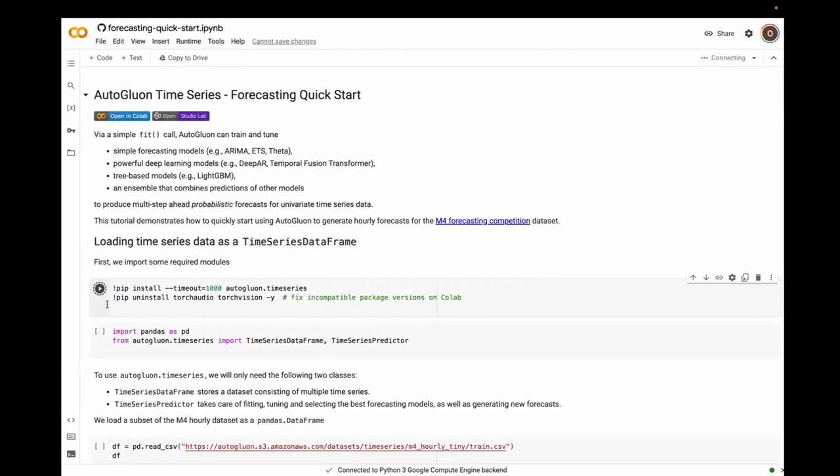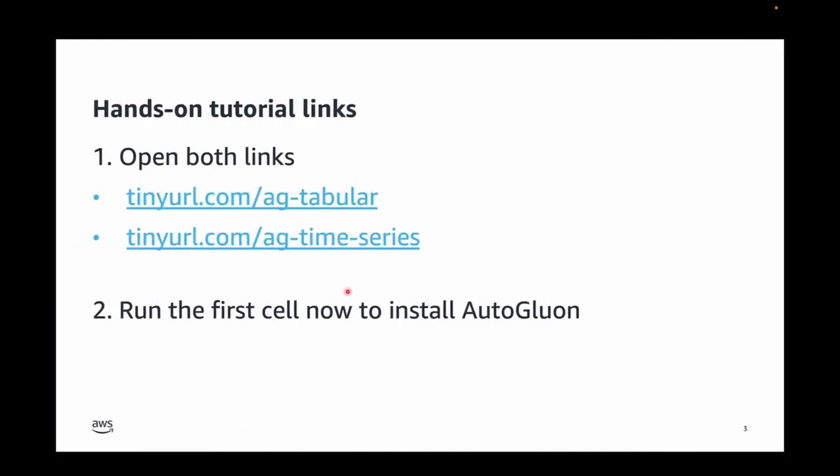Oh, yeah, sorry, just a second. So these are the links. Let's give a couple of seconds to make sure this works for everyone. Does it? People might need to clone the notebook. Do you have to clone the notebook?